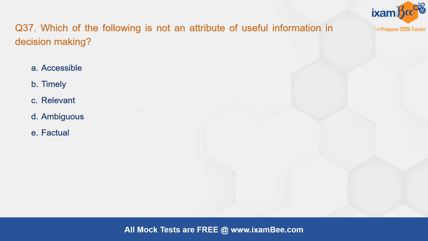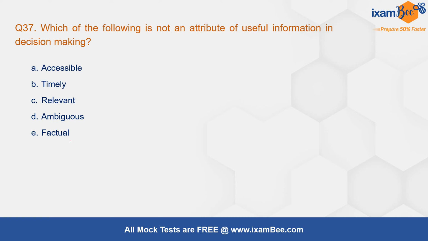Unless it is accessible, we will not be able to use it in decision making. It should be timely, right? If it is available to us much later, after taking the decision, then it has no utility. It should be relevant to help us in the decision making process. Should it be ambiguous? By ambiguous we mean it is vague. If it is vague information, how will it help us in decision making?